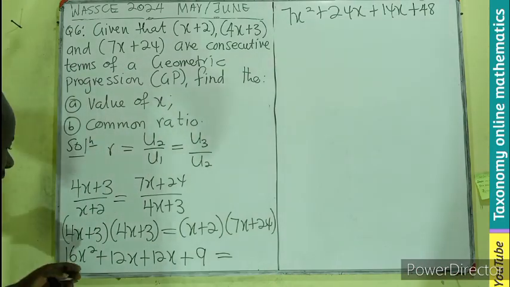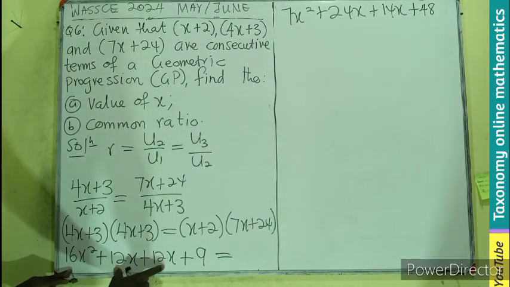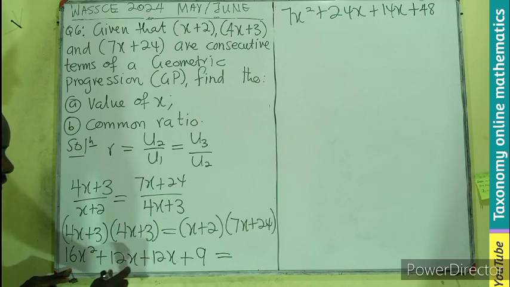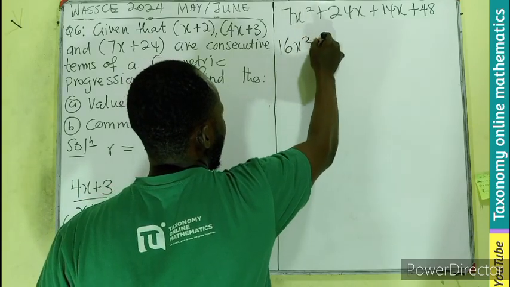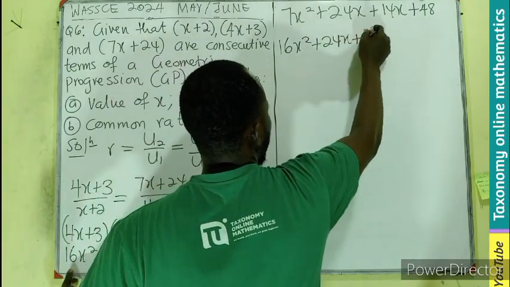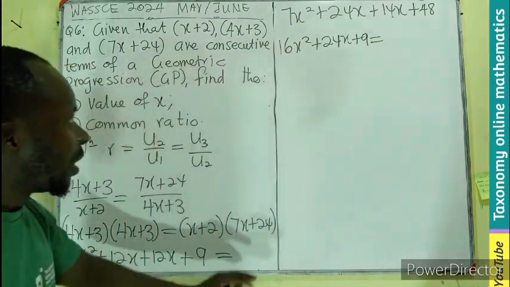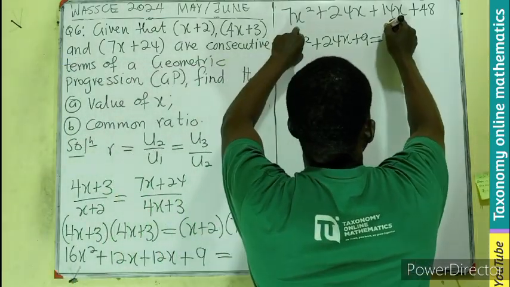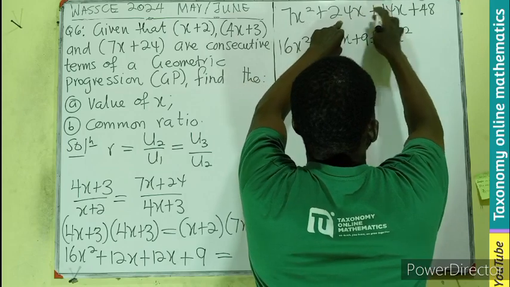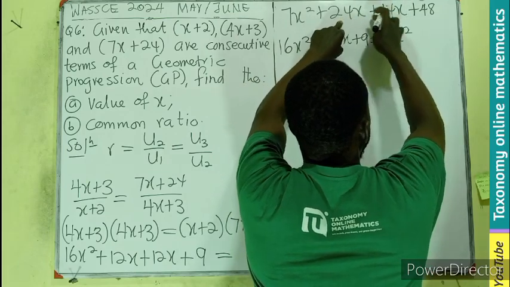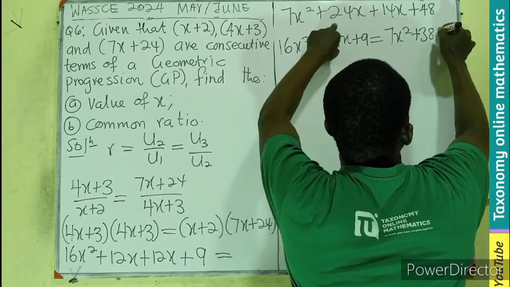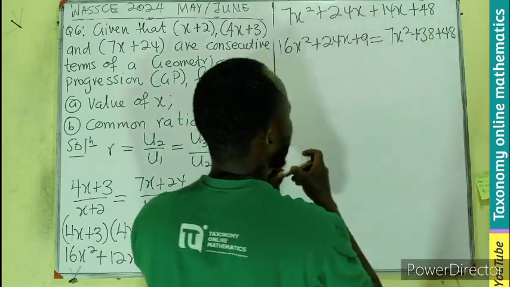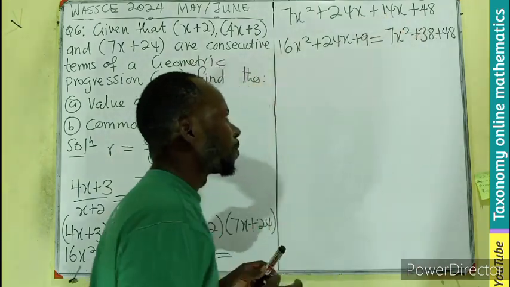So we can simplify the left by computing the middle terms, which are like terms: 12x plus 12x will be 24x. So we have 16x squared plus 24x plus 9 equals, the right-hand side will be 7x squared plus, if you add 24 to 14, that is 38x, plus 48.